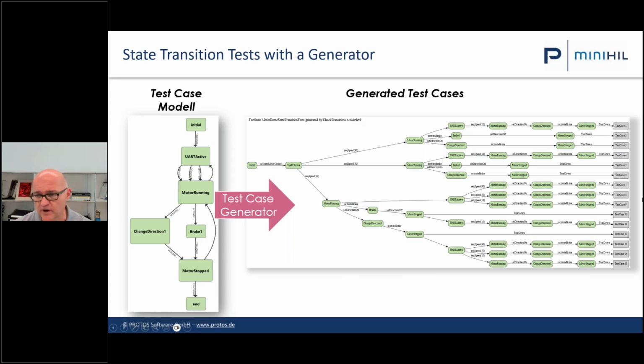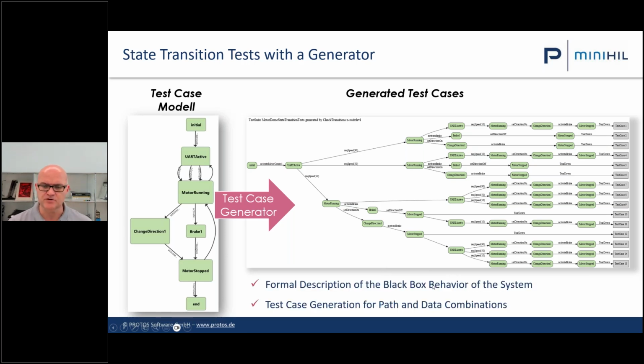So for example, N-switch 1 now generates 15 test cases to cover, for example, all the combinations of changing speed with all the combinations of change direction, brake, start, stop, and so on. So that's a very typical small example. So you have the formal description of the black box behavior of the system as a model, which helps a lot. And then we generate the needed test cases as C code or as test scripts for path and data combinations. And you get the documentation for free. That's really nice to have, because if you run into an error, you want to know what your test system did.